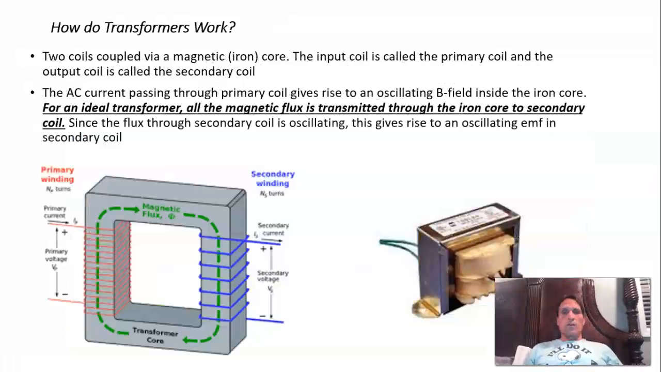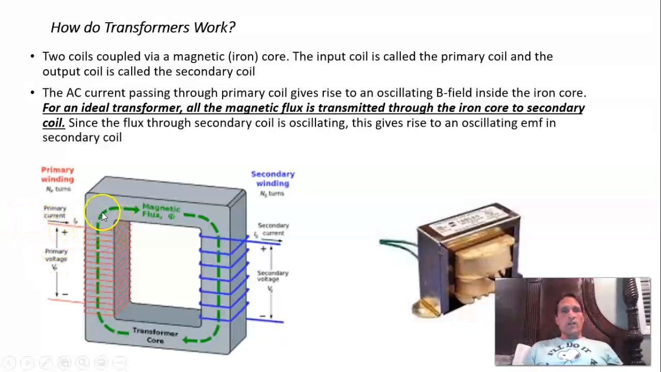So how do transformers work? Okay, well, you have two coils. The first coil is what's called a primary coil, and you wrap that around an iron core or a magnetic material, usually iron. And you take the second coil and you wrap that around the other side of the magnetic core. Okay? And here's your two wires. And so the input voltage or the input current, which is called the primary voltage and the primary current, comes in here. And what's that going to do?